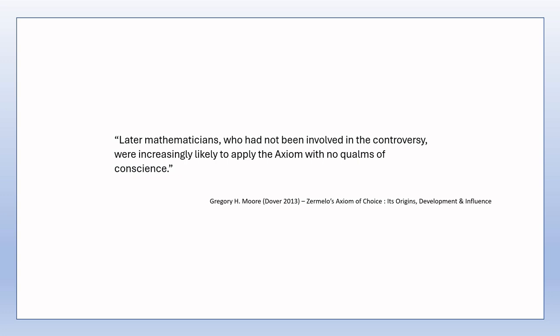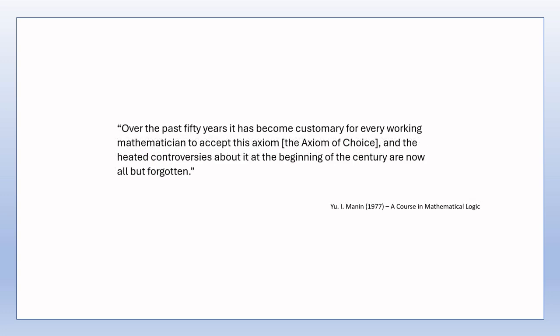In A Course of Mathematical Logic by Russian mathematician Yuri Manin, writing in the 1970s, we see, "Over the past 50 years, it has become customary for every working mathematician to accept this axiom, the axiom of choice, and the heated controversies about it at the beginning of the century are now all but forgotten." In contemporary mathematics, the axiom of choice is used extensively in a wide variety of contexts: analysis, algebra, topology, logic, set theory, and so on. The axiom may often be used without even being mentioned, and its use may, therefore, be adopted fairly uncritically by the vast majority of mathematicians.